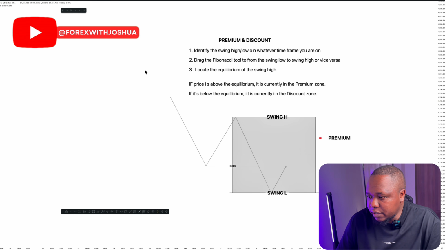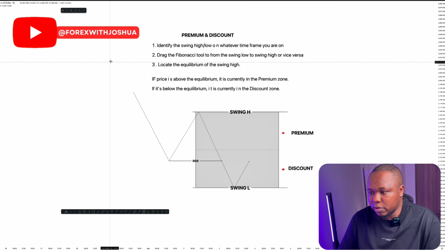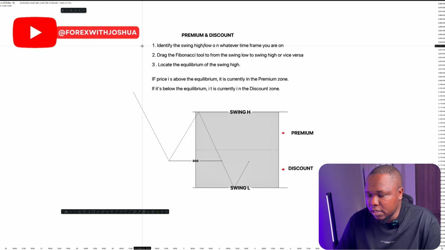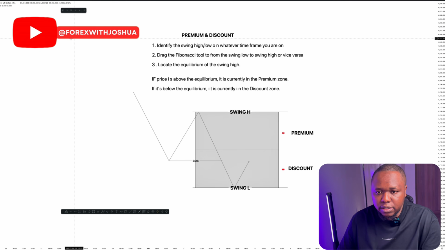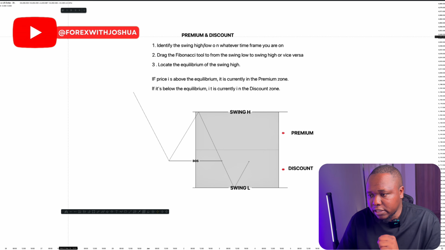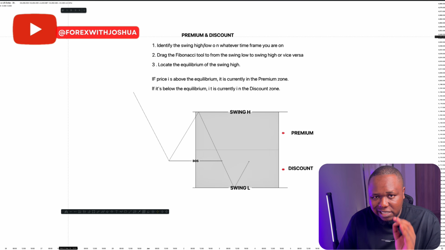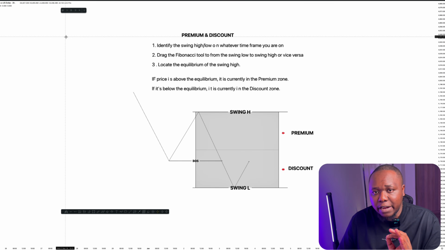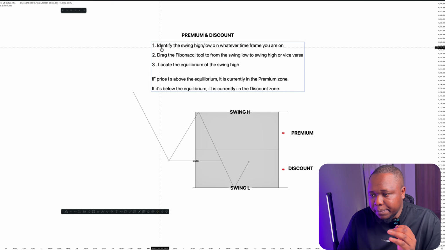Alright, so in today's video, we'll be talking about a very simple topic, which is premium and discount price. In this video, we're going to talk about the 3 steps we'll follow in order to map out our premium and discount price. Like I said earlier, once you master this concept, we stop chasing price and start looking for high probability entries.